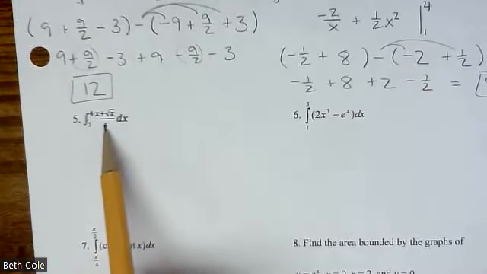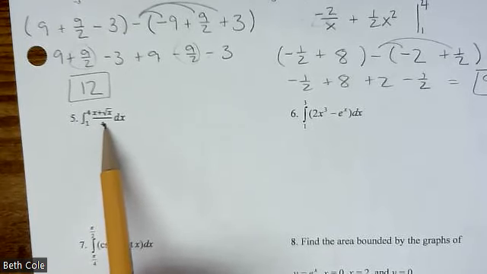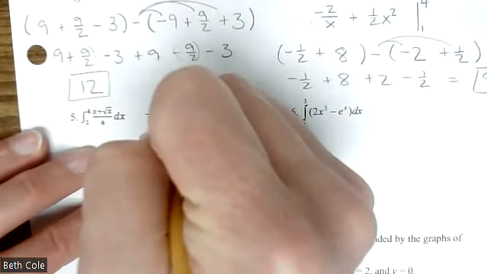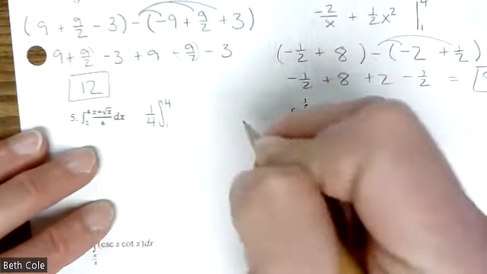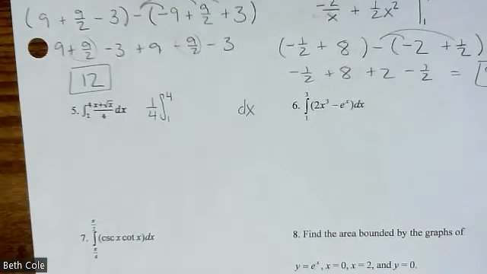Look at number 5. Do you see how there's a 4 in the denominator? But there's not an x. Okay, I'm going to bring that out front. So I'm going to write 1/4 in front of my integral. Notice I'm not doing the problem yet. I'm just rewriting it. Sometimes you have to do that. You have to make it look a little nicer before you can actually work it out.